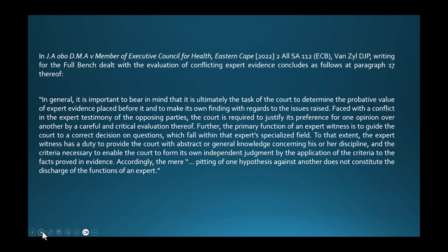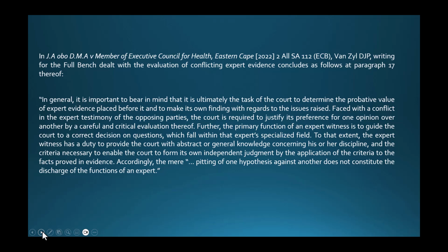To that extent, the expert witness has a duty to provide the court with abstract or general knowledge concerning his or her discipline and the criteria necessary to enable the court to form its own independent judgment by the application of the criteria to the facts proven in evidence. Accordingly, the mere pitting of one hypothesis against another does not constitute the discharge of the functions of an expert. What's the court saying? You can't just pitch your hypothesis, your pet view, or your finding of a case against the other expert. You must go further.